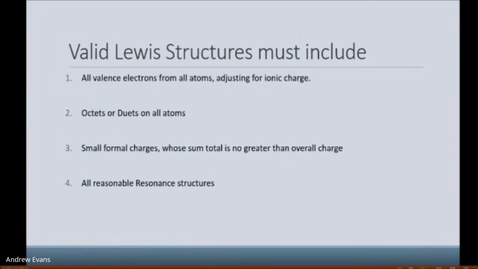So looking back at our rules, valid Lewis structures must count all valence electrons from the atoms, adjusting for ionic charge. All atoms should have octets or duets. And we should also have small formal charges, where the sum total is no greater than the overall charge. Finally, if I ask for more than one, you should try to include all reasonable resonance structures.